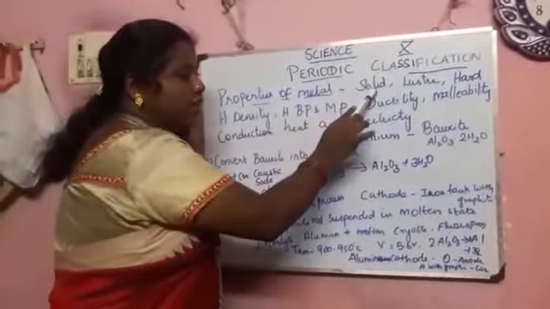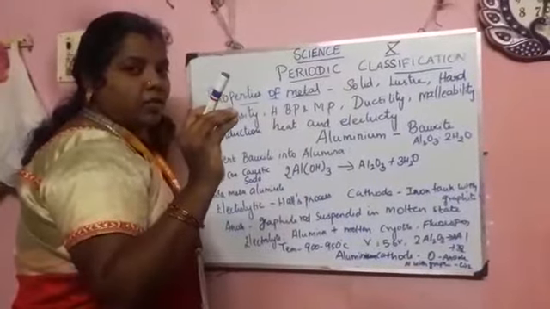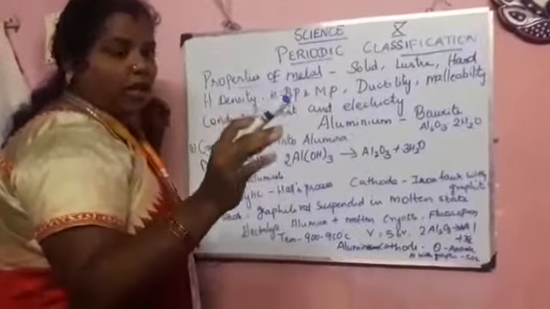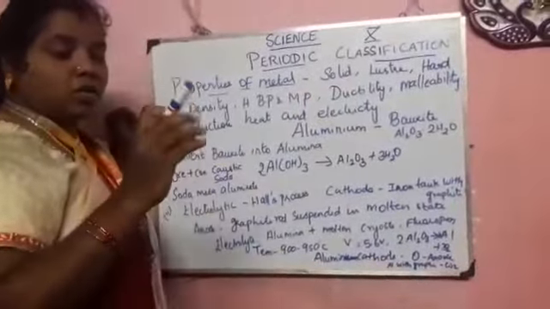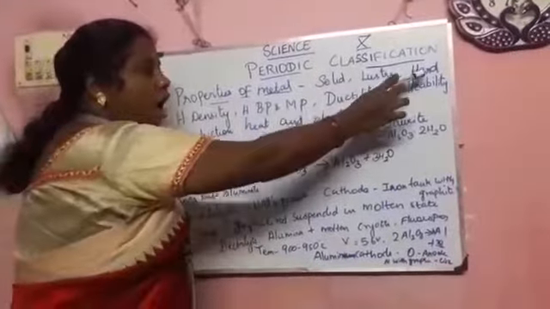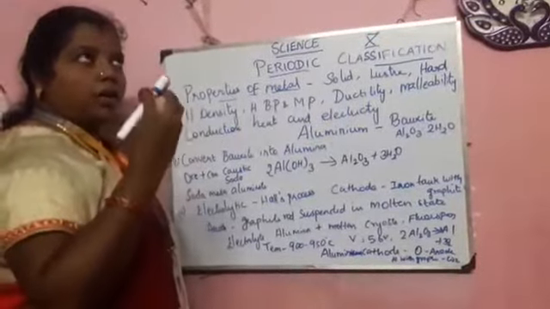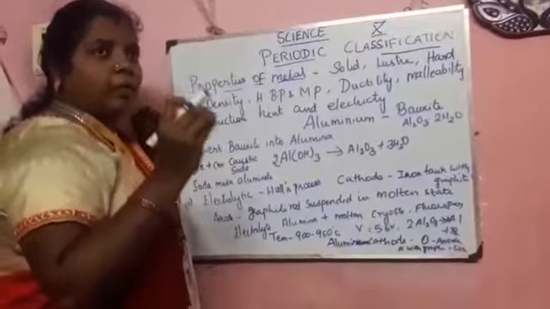Metals are always in a solid state, except some metals which are in a liquid form, like mercury. They are always lustrous. Lustrous means they shine in a bright way. The next property is hardness. All metals are hard, except sodium and potassium.